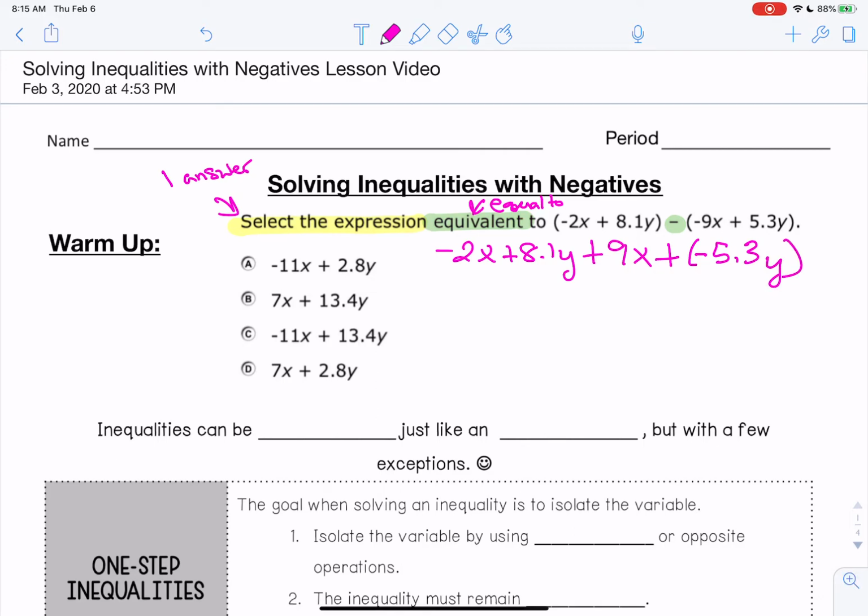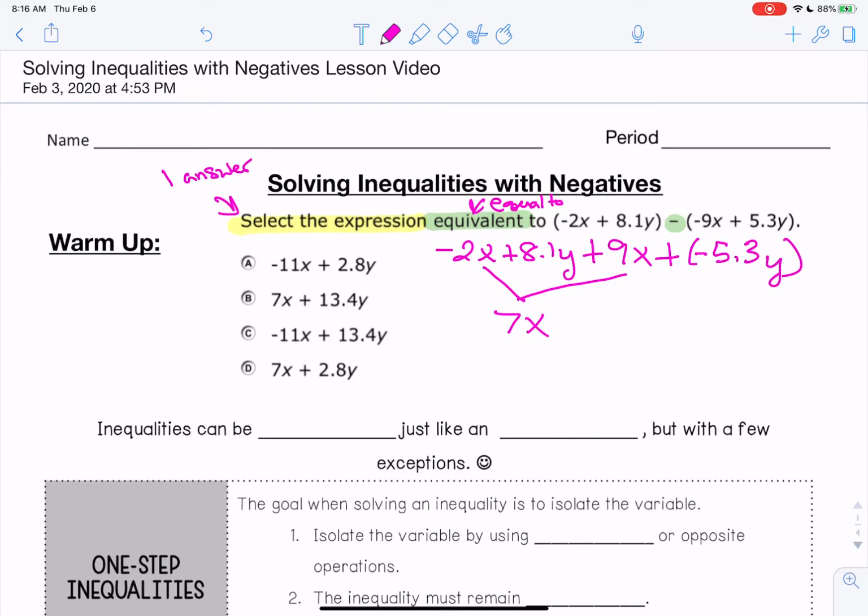All right, now we need to combine like terms. Remember, x's go with x's, y's go with y's, okay? So if I have negative 2x and positive 9x, that's going to give me a positive 7x. Now, if you're still having issues with adding and subtracting your positive and negative numbers, remember, you can always draw a number line, okay?